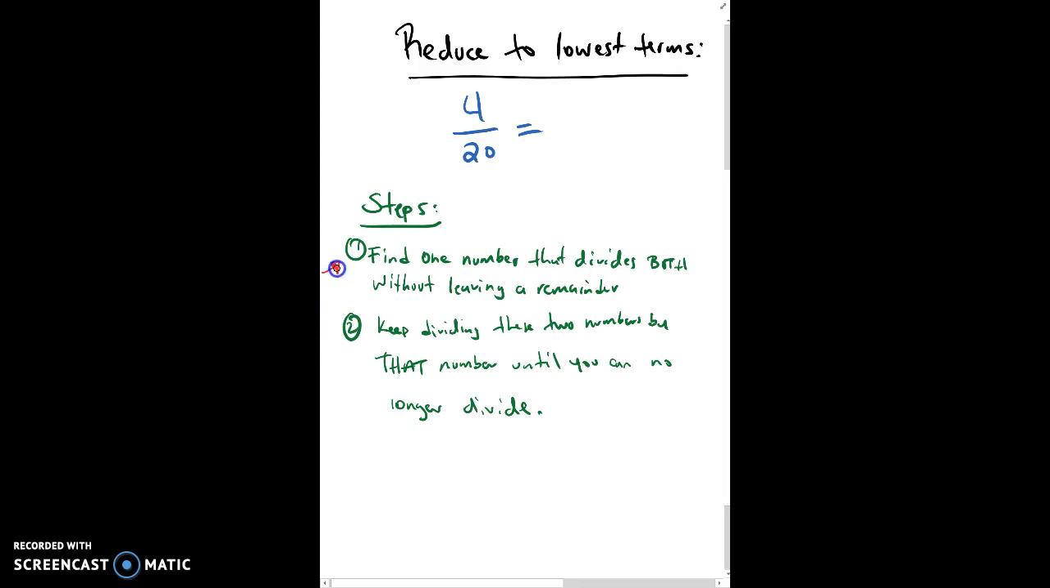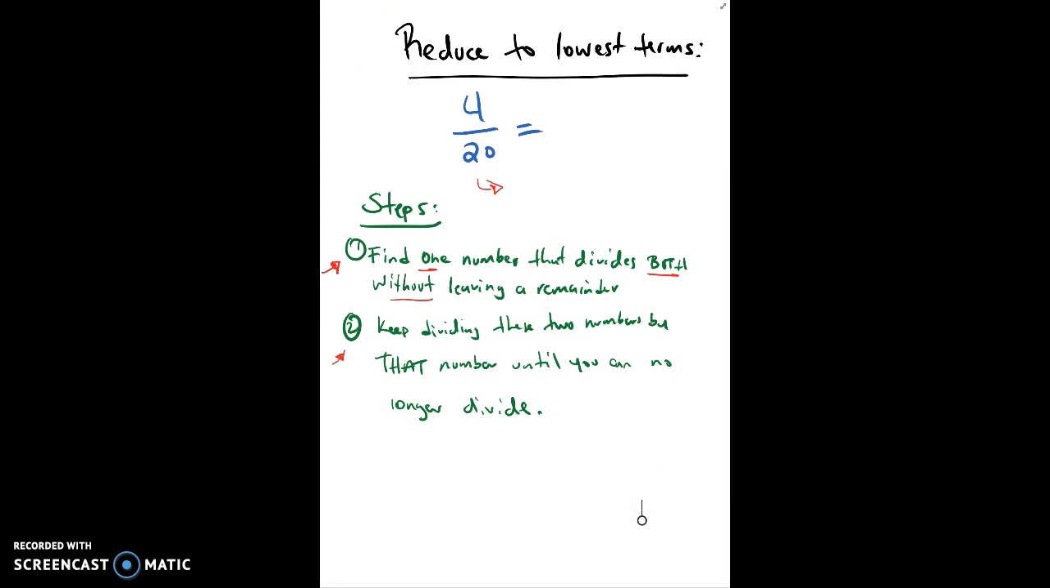steps to this one. The first step is to find one number that divides both the numerator and the denominator without leaving a remainder. And then the second step is to keep dividing the two numbers by the number from step 1 until you can no longer divide. Okay, so this is what I'm talking about.